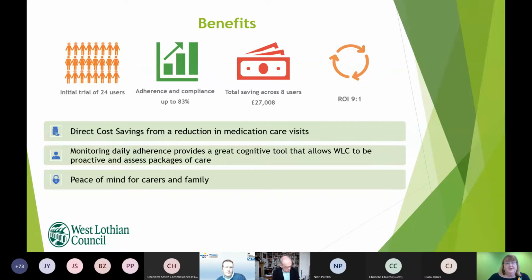So the benefits of using YOURmeds: direct cost savings from a reduction in medication care visits. You can see on that adherence and compliance is up to 83%. Monitoring daily adherence provides a great cognitive tool that allows us to be proactive and assess packages of care and intervene quickly if we see any changes in a client's behaviour which could result in them needing medical care. Also, peace of mind for carers and family.